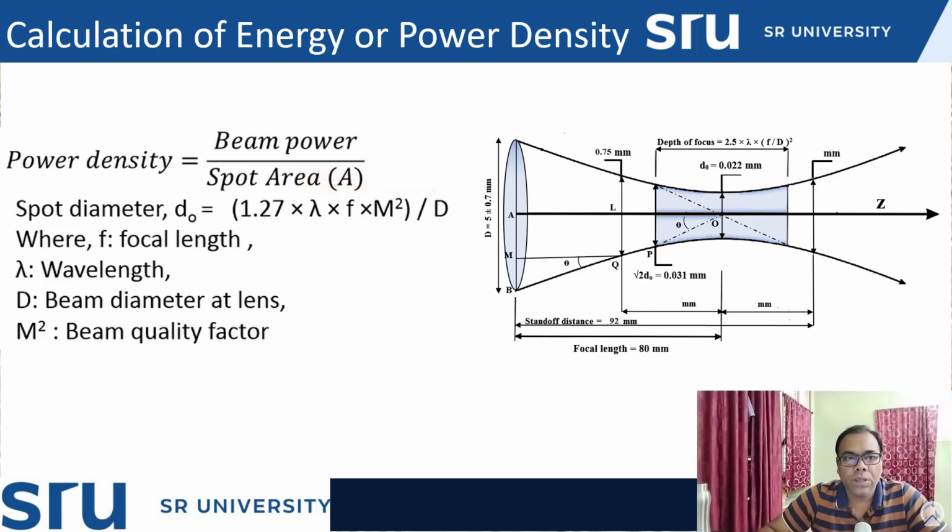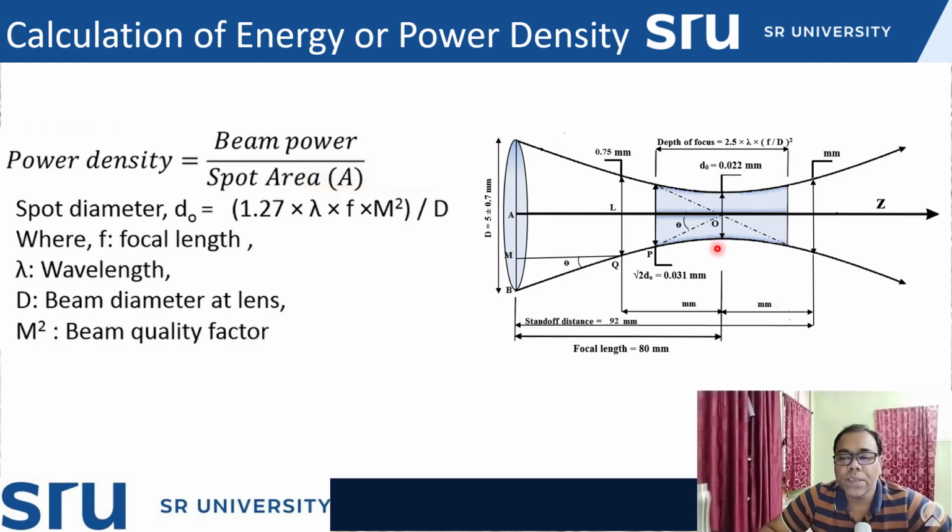Now coming to the calculation of the energy or power density of the given laser beam. This is one profile. In that profile you can see that different areas are mentioned here. This is the beam diameter. From this distance to this distance is called the standoff distance, which is 92 meter. Similarly from here to here is called the focal distance, which is 80 meter. This is the focal point where the maximum power intensity will be there.